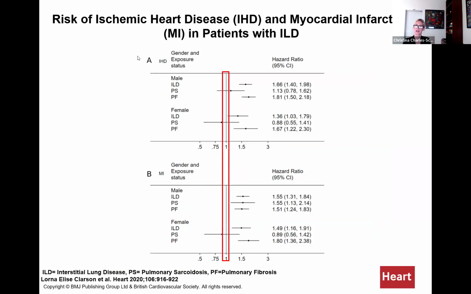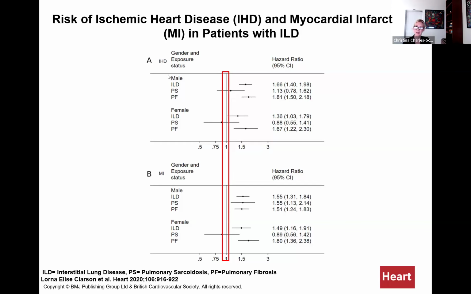And what you can see here in the top panel of A is ischemic heart disease, and the bottom panel of B is MI, myocardial infarction. And whether you're a male or a female, they break it down into pulmonary sarcoidosis, which is a type of ILD, and pulmonary fibrosis, which is the PS and the PF. And then they put them all together in ILD, males and females, right? So if you just look here, and let's be simple and look at ILD, the hazard ratio is greater than 1. So if you have ILD, whether you're male or female, you have a higher risk of having heart disease.